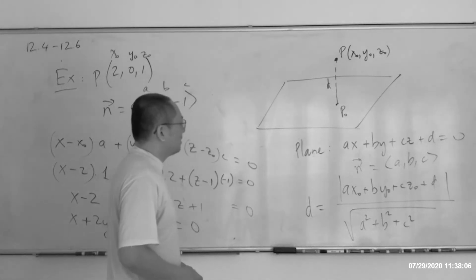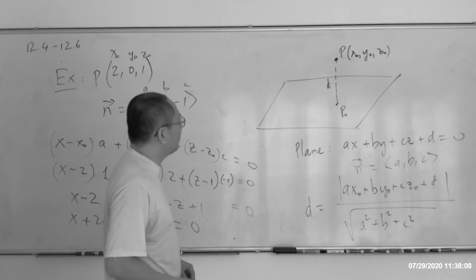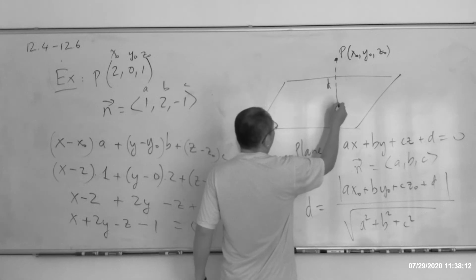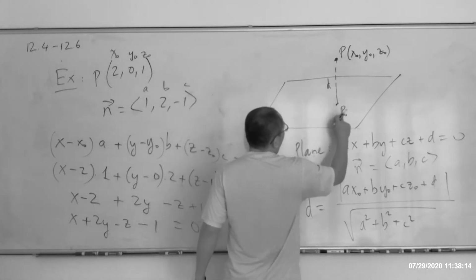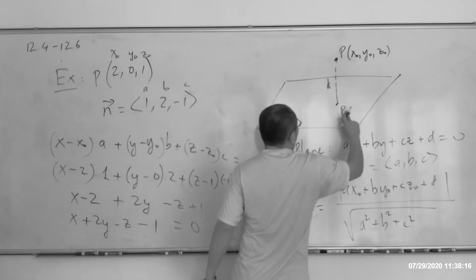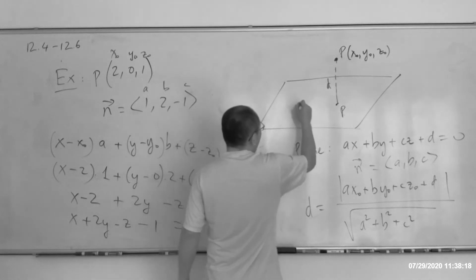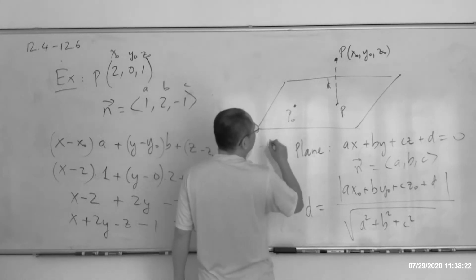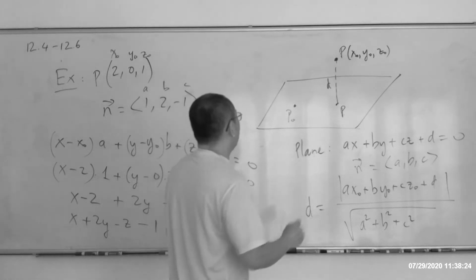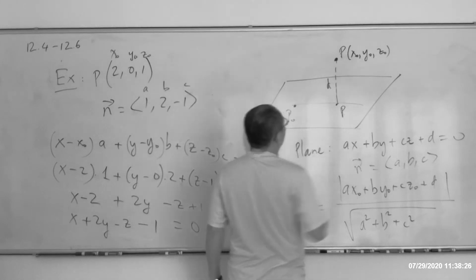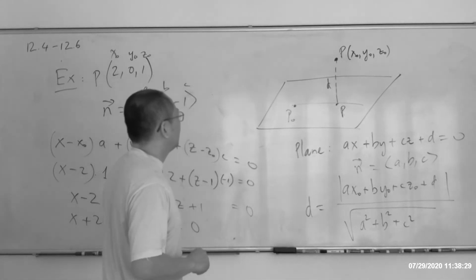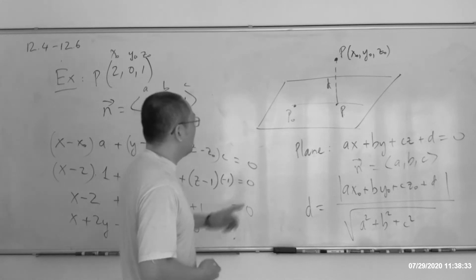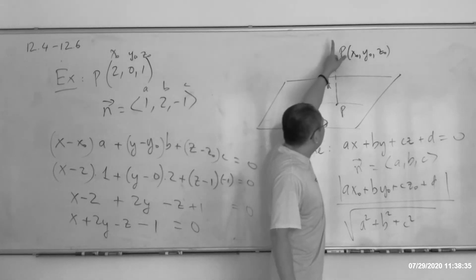There are a couple of ways to prove that the distance is equal to this. One method is, you don't know this point P naught right here. All you know is the point P, right? And this is the distance. You just randomly choose a P naught somewhere in here, and you draw a line, and then you find the projection.